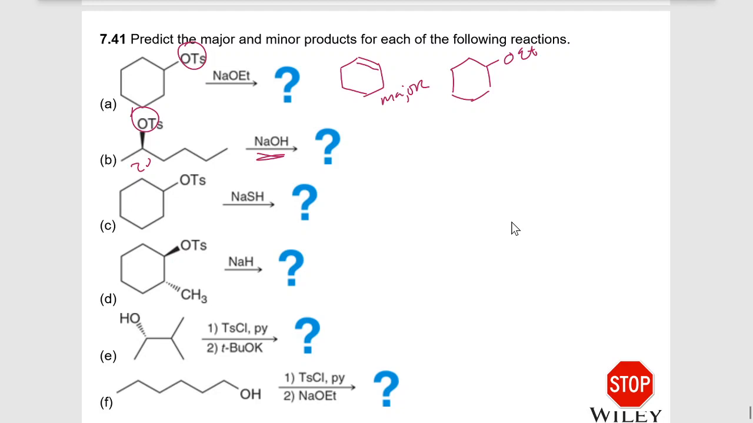So let's go ahead and draw that SN2 product first. Over here on the right. Now, this is a chiral carbon, and therefore the hydroxide is going to be on a dash, whereas the tosylate was on a wedge. So we're going to invert that configuration. This is going to be our SN2 product, and again, that is a minor product.